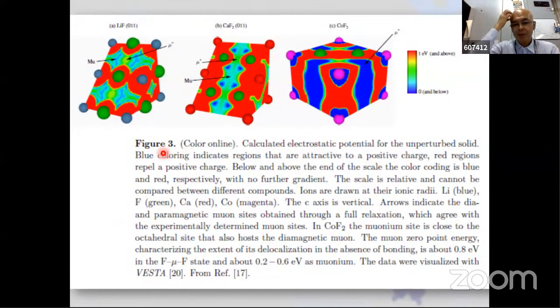For instance, one example is lithium fluoride. This is an Oxford University study. They calculate the potential and the muon area like this. The muon area is much wider in cobalt fluoride, calcium fluoride, and lithium fluoride. They suggested thinking about these larger areas to discuss the muon positions.